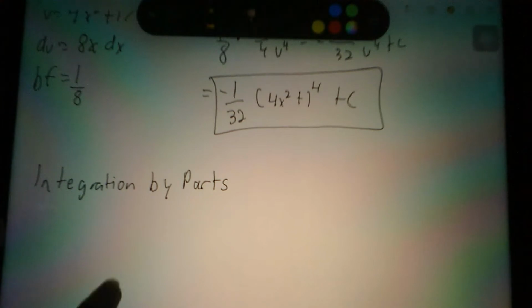So integration by parts. Let's first discuss the principle of integration by parts. Our formula for integration by parts is the integral of u dv equals uv minus the integral of v du. So this is our formula for integration by parts. I will teach you how to use this formula in our examples.